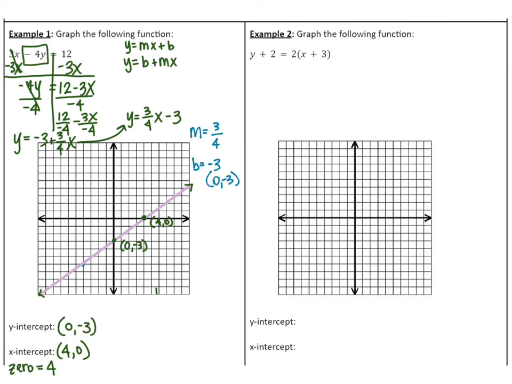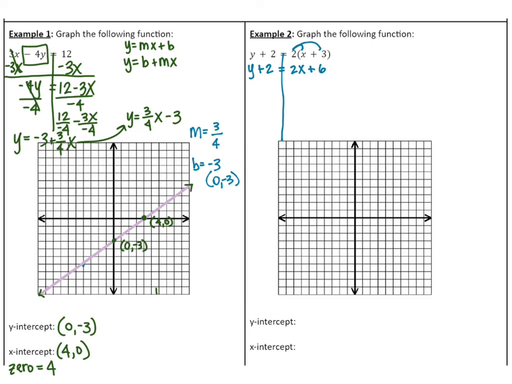Okay, but what if it's from point-slope form? Point-slope form, following the steps, we must distribute first. So I'm going to draw my line to separate my two sides. I'm going to leave my y plus 2. There's no distribution I need to do over there. But I do need to distribute this 2 to my x and my 3. 2 times x is 2x. 2 times positive 3 is positive 6.